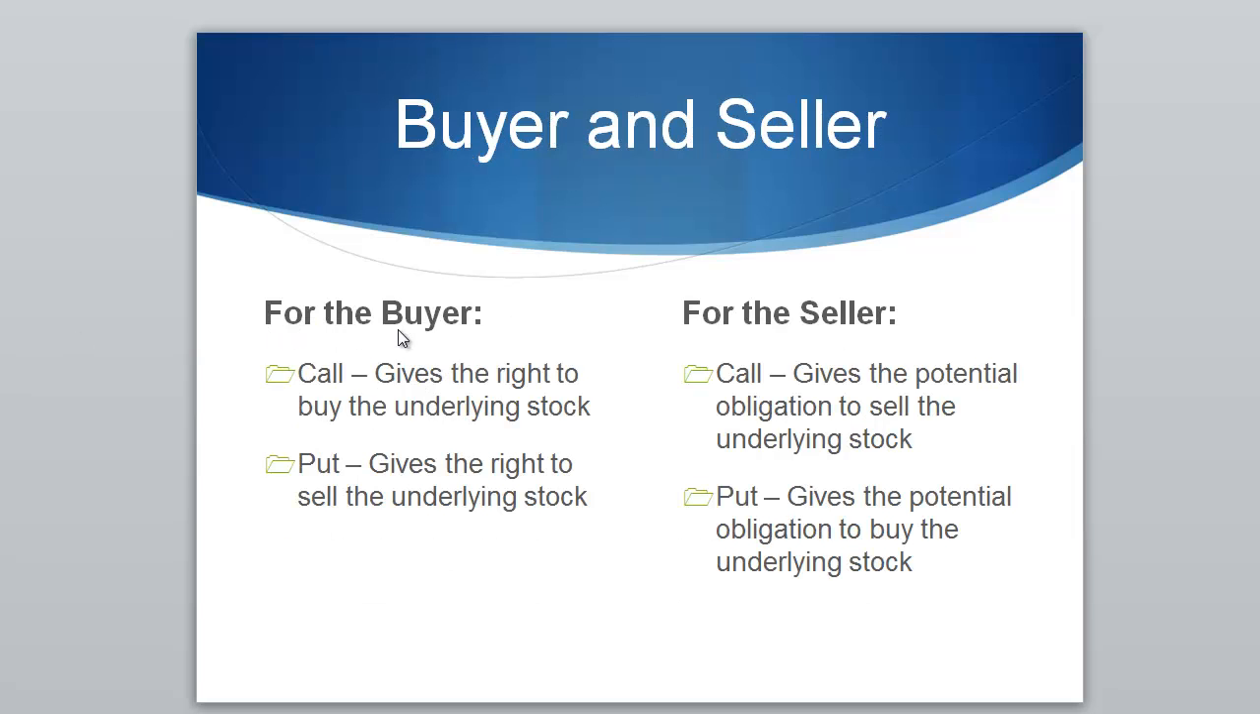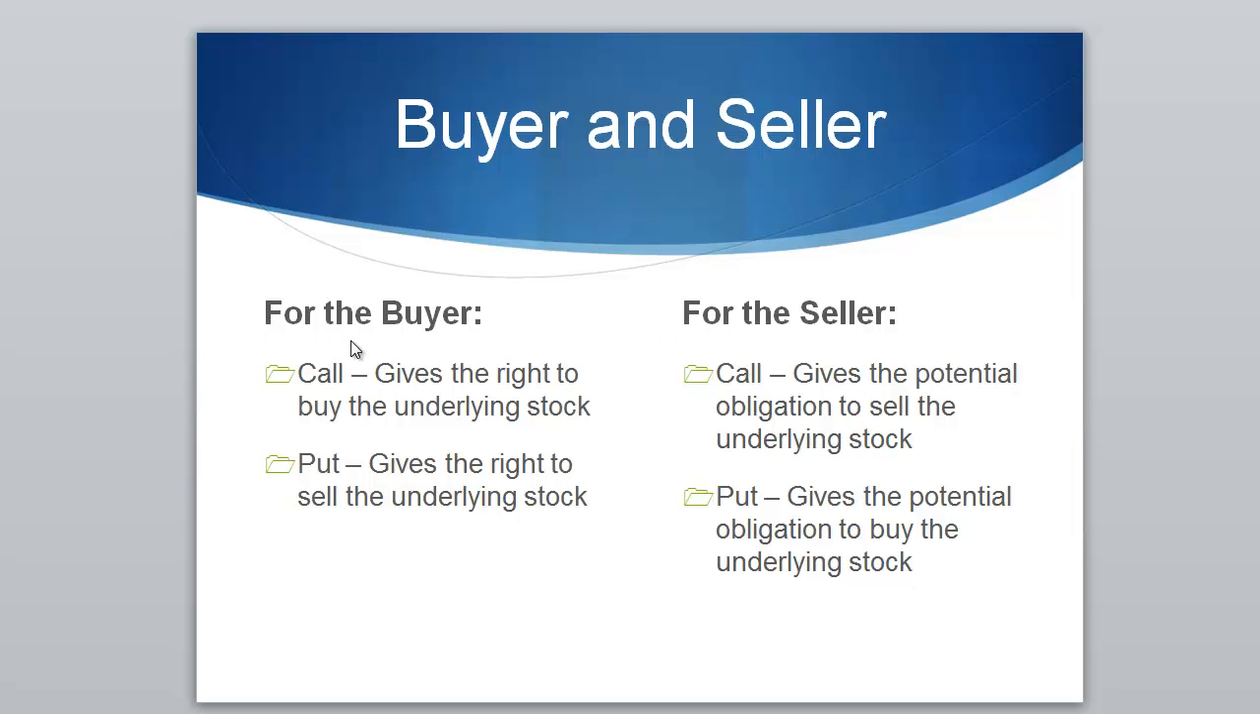So for a buyer, a call gives the right to buy the underlying stock. So if you bought a call, that will give you the right to actually own that underlying stock. If you buy a put, that gives you the right to actually sell the underlying stock. The opposite is if you sell a call, it gives the potential obligation to sell the underlying stock. If you sell a put, it gives you the potential obligation that you may have to buy that underlying stock.